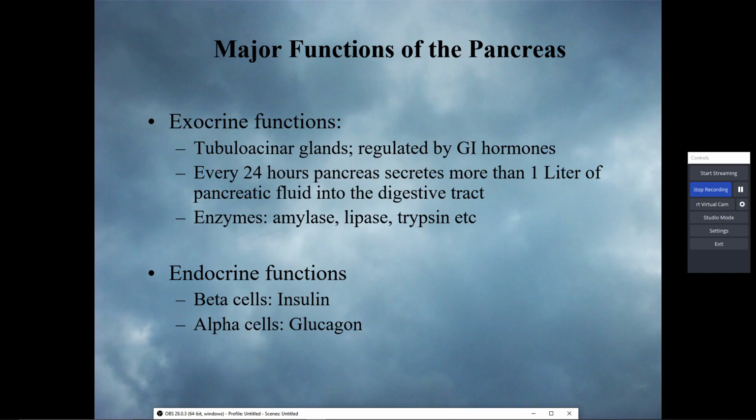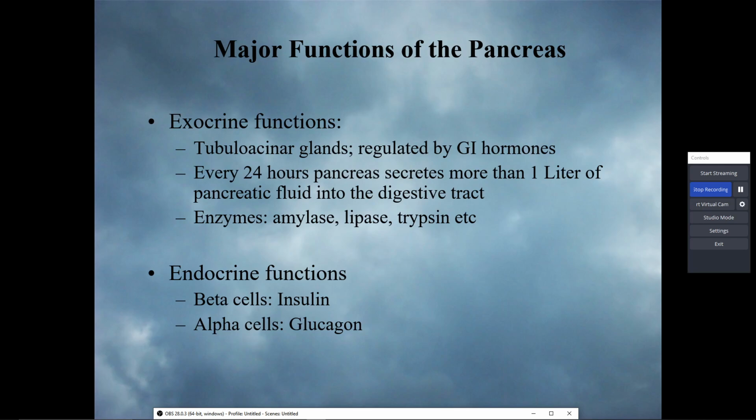Well, we do a lot. We secrete enzymes, namely amylase, lipase, and trypsin, to help with food breakdown, protein breakdown, and degradation. Very crucial function. And we also, our beta cells specifically, are responsible for insulin production and release, while our alpha cells are responsible for glucagon modulation.